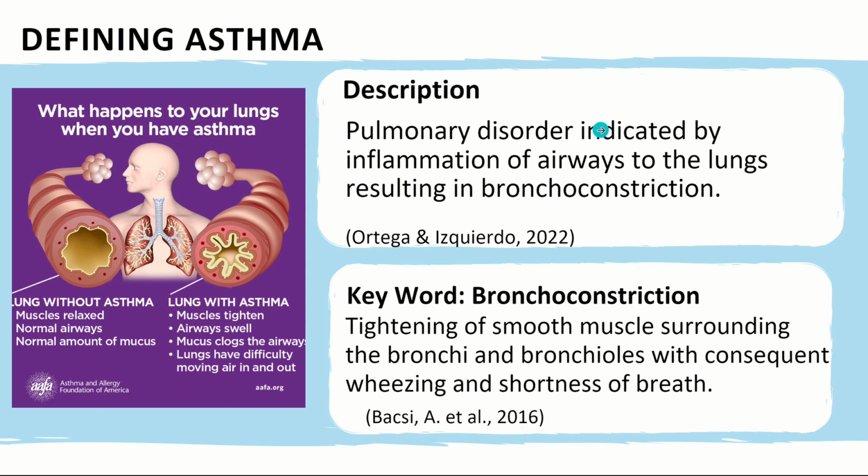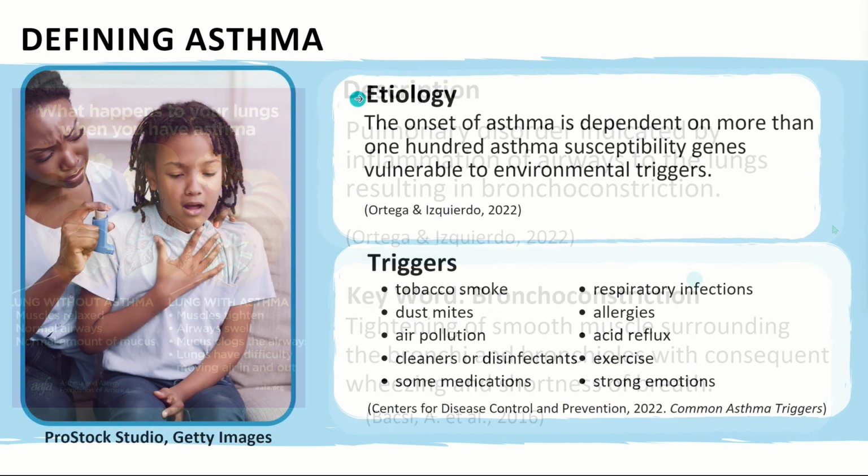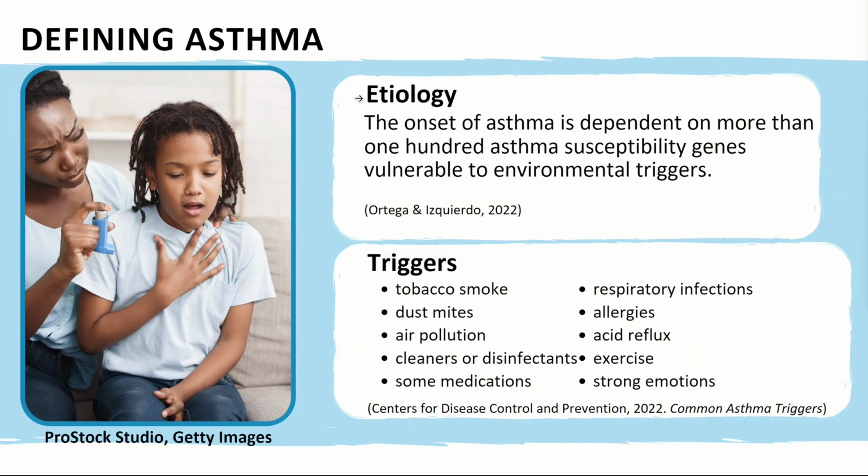Asthma is a pulmonary disorder indicated by inflammation of the airways to the lungs, resulting in bronchoconstriction. Bronchoconstriction is a tightening of smooth muscle surrounding the bronchi and bronchioles with consequent wheezing and shortness of breath. In terms of etiology, the onset of asthma is dependent on more than 100 asthma susceptibility genes that are vulnerable to environmental triggers.